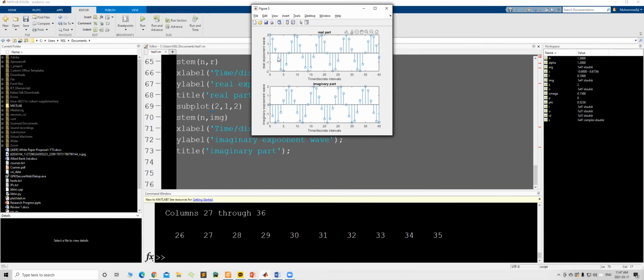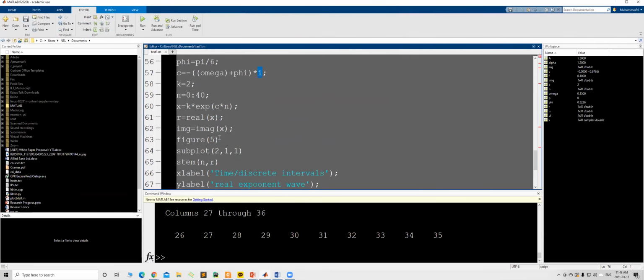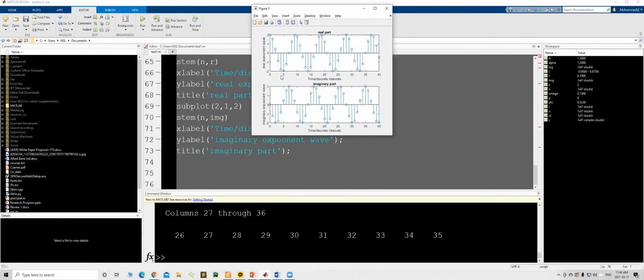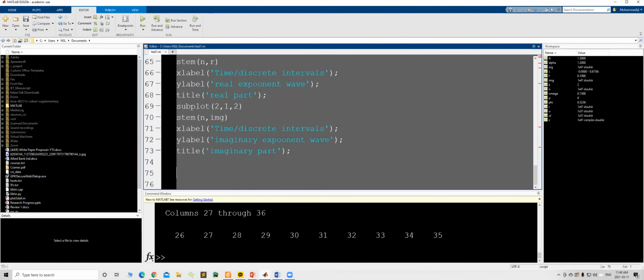So this is the real part, and this is the imaginary part in the Euler form. You can see the basic difference between the real and the imaginary part. Play with the numbers and you will see different plots if you increase or decrease these values. The Euler part shows it in sinusoidal form, because one is the sine and the other is the cos. So it will be something like this, sinusoidal form.